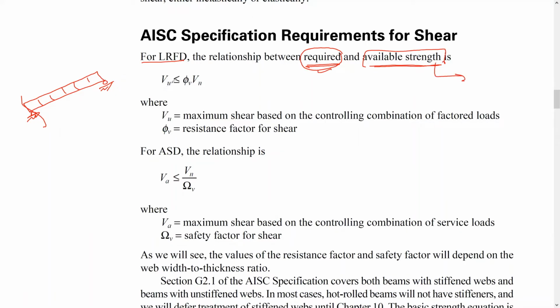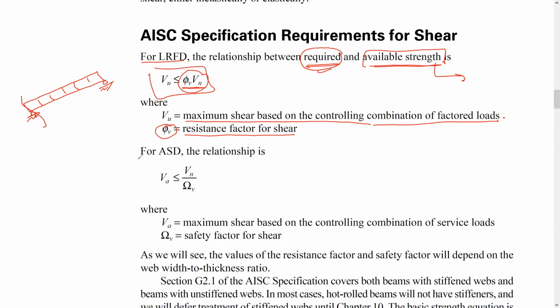So V sub u here should be less than or equal to the design shear strength. This here is the maximum shear based on the controlling combination of the factored loads. If you remember, we have 7 cases for the LRFD method. So whichever is the max will control, and based on that we will calculate the shear. We will compare it with this much, which is the available strength for the cross section, and this is the resistance factor for the shear, which is phi sub V. Okay, this is for the LRFD method.